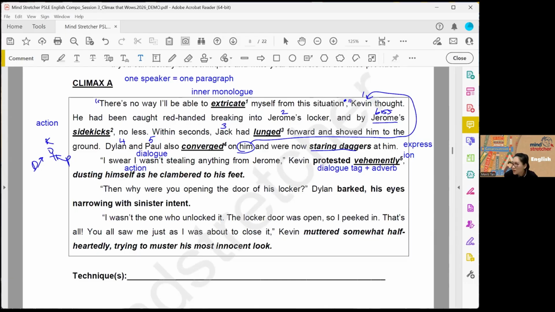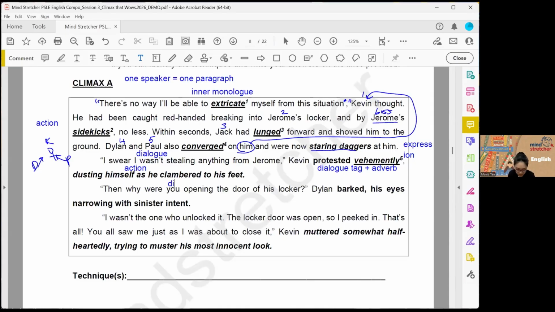Last week we talked about using dialogue. We don't want a script. We want dialogue to be accompanied by actions and tone. So you see over here, this is exactly how it's done, okay? Dialogue, dialogue tag, action.